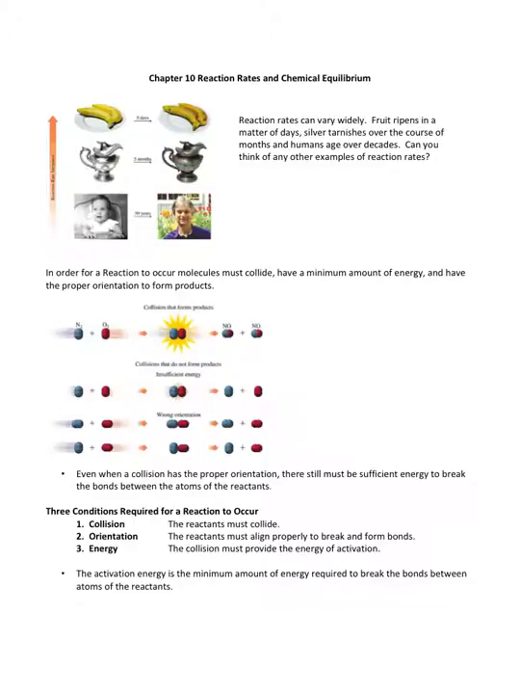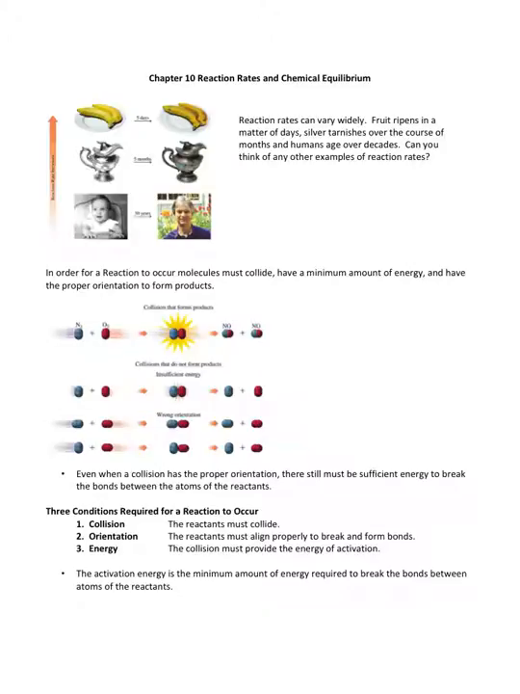So, for example, the ripening of fruit is a chemical reaction which happens in a matter of days, depending on the type of fruit. The tarnishing of silver is another great example of a chemical reaction, but that happens over the course of months. And of course, humans aging is also a chemical reaction, and that happens over decades. So there's lots of different examples of chemical reactions, and as I said, the rate of a reaction can go from seconds to years and years and years.